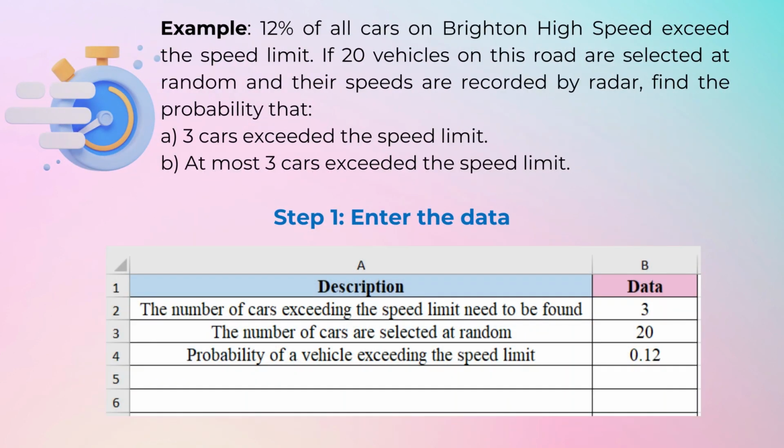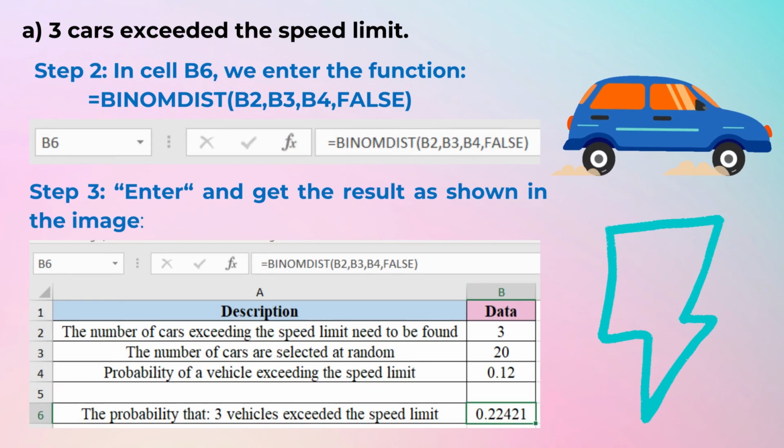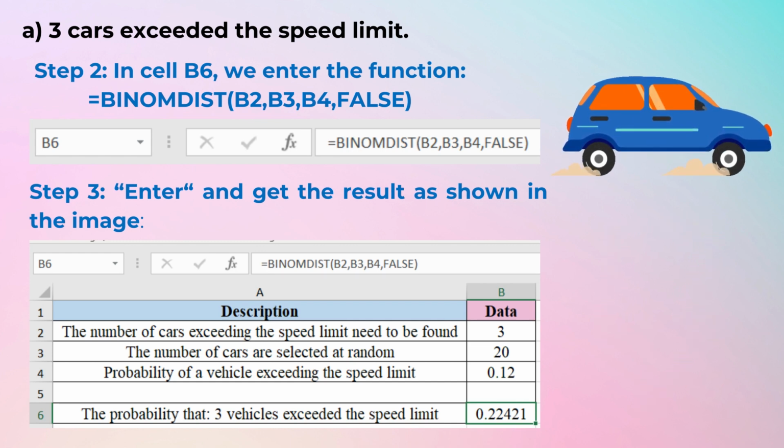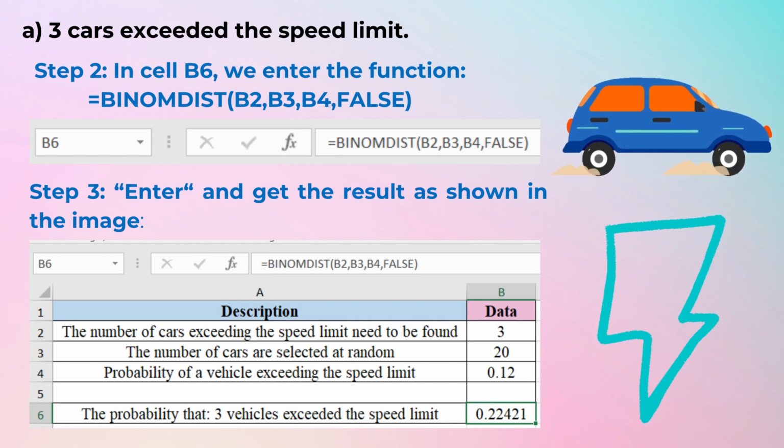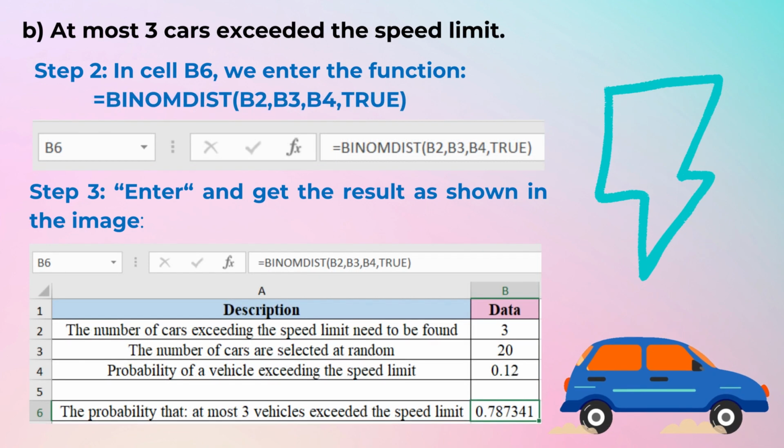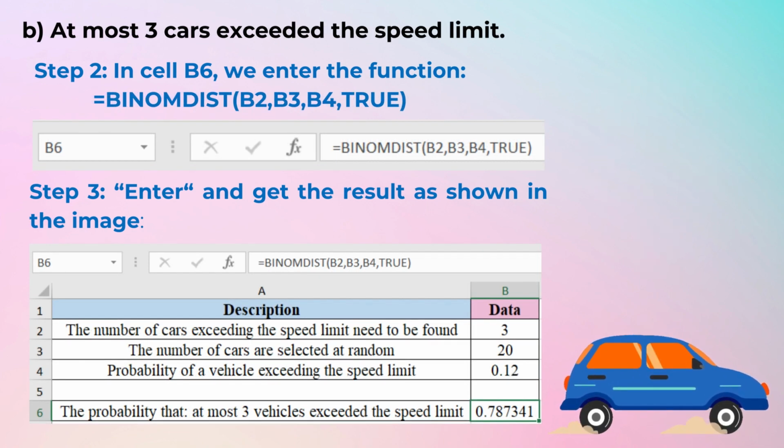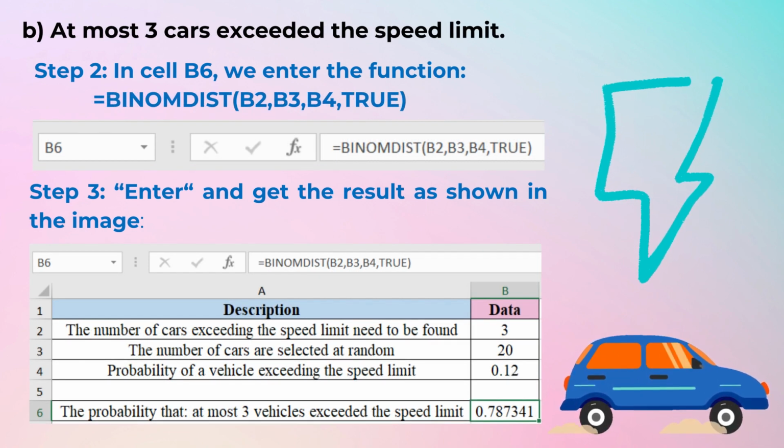First of all, we need to enter data into spreadsheets. A. Step 2. In cell B6, we enter the function BINOM.DIST(B2, B3, B4, FALSE), and step 3. Enter to get the result. And B. Step 2. In cell B6, we enter the function BINOM.DIST(B2, B3, B4, TRUE), and step 3. Enter to get the result.